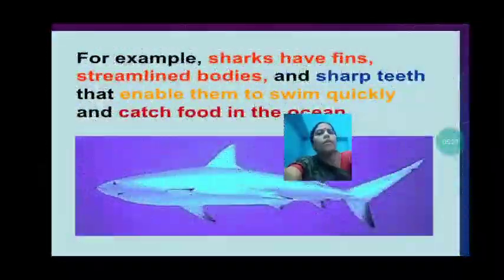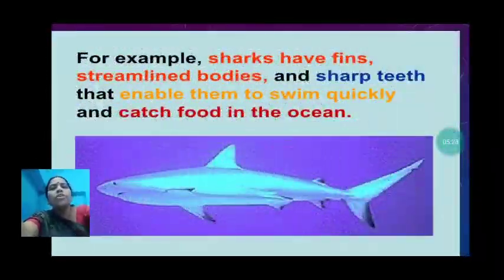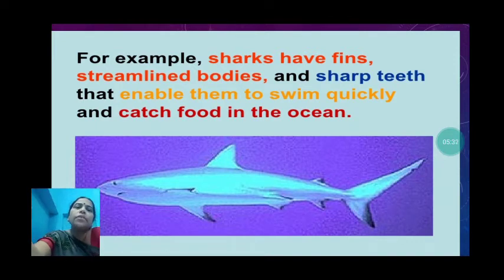Now, for example, sharks have fins, streamlined bodies and sharp teeth. What is the use of all these? They help them to swim quickly and catch food in the ocean. So with the help of the streamlined body and fins, they can swim quickly, and with the help of the sharp teeth, they catch the food in the ocean.